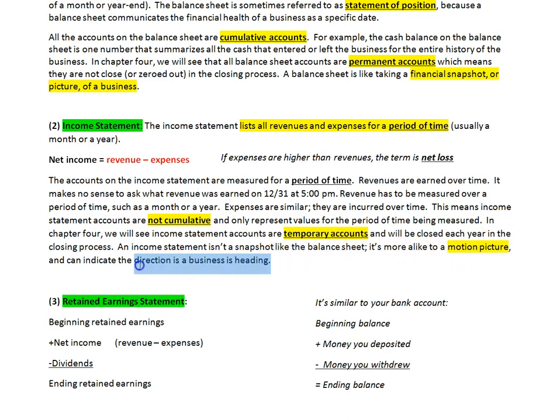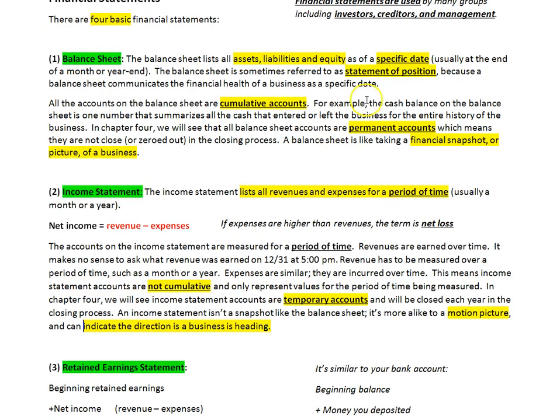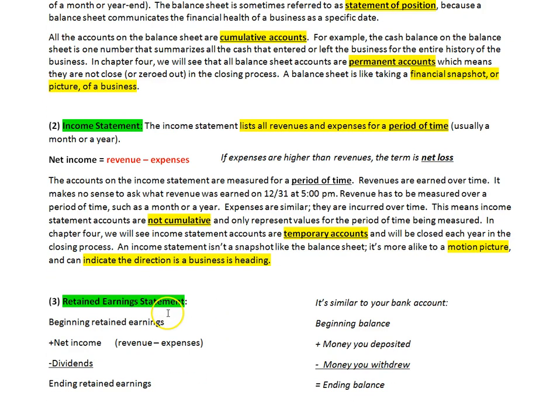And it can indicate the direction a business is heading. So a balance sheet tells you where a business is at a specific point in time, whereas an income statement tells you the direction. Are their earnings increasing over time, for example? Are they growing over time or not?